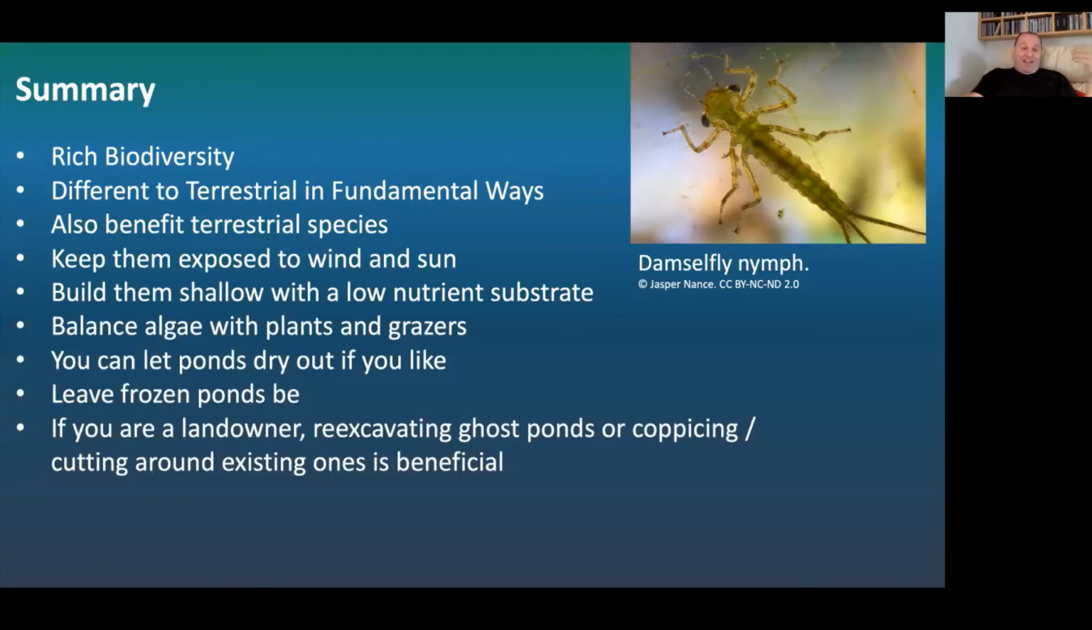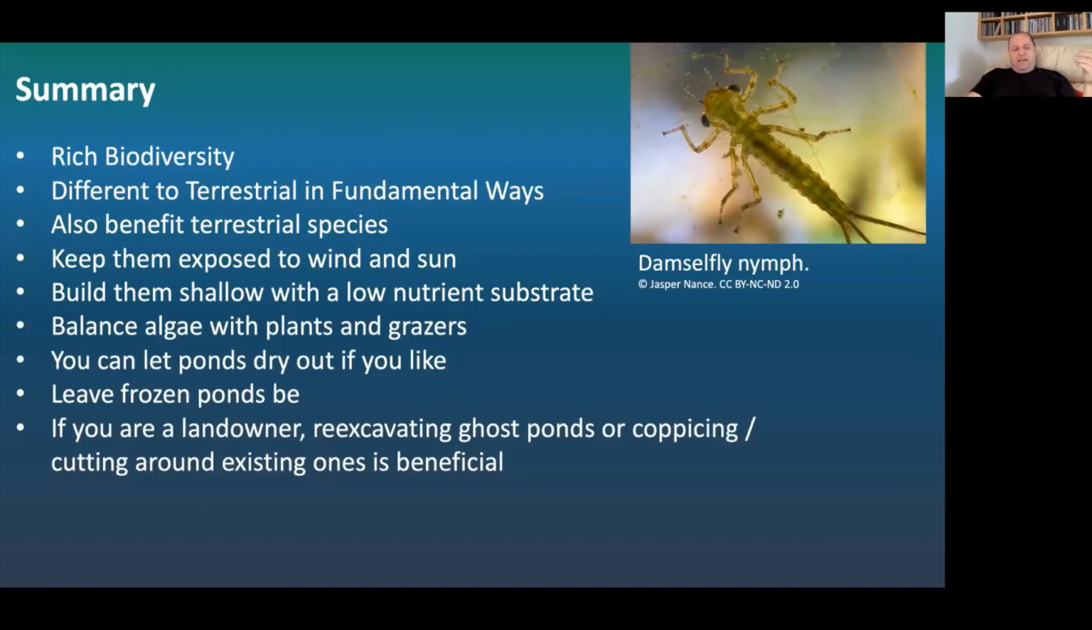And there's also the science that backs that up and shows that terrestrial species really take advantage of ponds. They need to be open. They need to be kept exposed to wind and sun. Give them the oxygen. Give them the sunlight. That way you'll get a healthy pond. You'll get loads of biodiversity. Keep them fairly shallow with a low nutrient substrate, but give them a substrate. Don't just rely on all that black plastic.